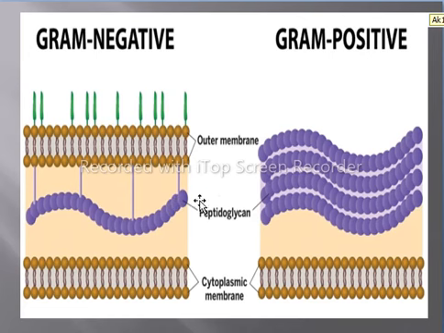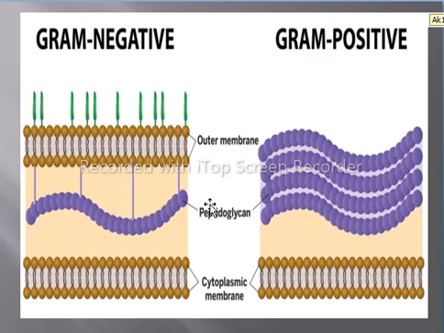Before starting the Gram stain procedure, we must know the difference between gram-positive and gram-negative bacterial cell wall composition, because Gram staining is totally dependent on gram-positive and gram-negative bacteria cell wall composition. Now have a look at the gram-positive bacterial cell wall. This mesh-like structure is the peptidoglycan layer, which is thick in gram-positive bacteria while thin in gram-negative bacteria.